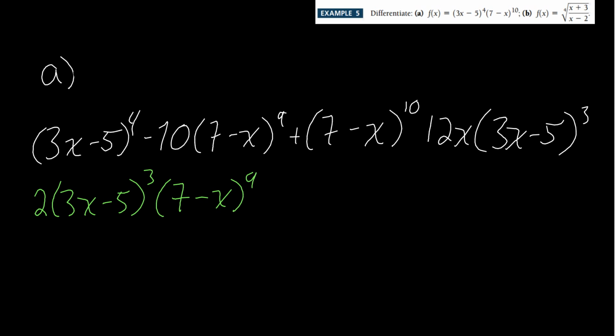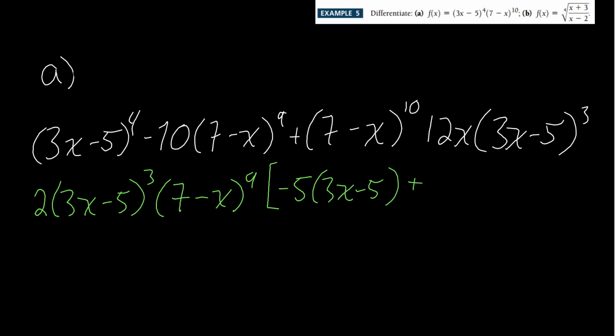And what remains? Well, if I take 2 out of this negative 10, I end up with a negative 5, so I'll have a negative 5 right here, and then it looks like I'm going to have a 3x minus 5, so 3x minus 5. And it looks like I factored out the 7 minus x to the 9th, so that's going to be it for that. I'm pretty sure. Yeah. Okay. And then I'm going to have plus.